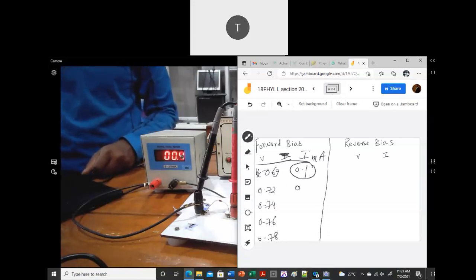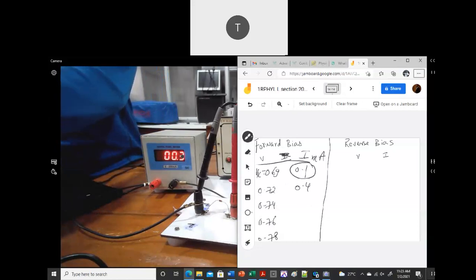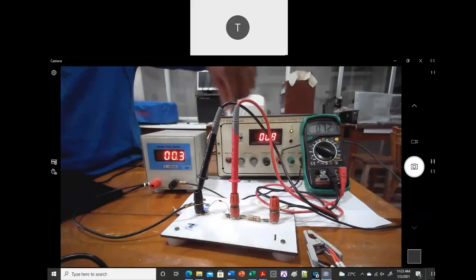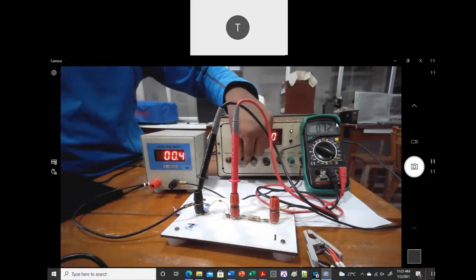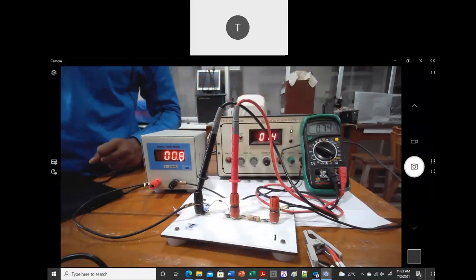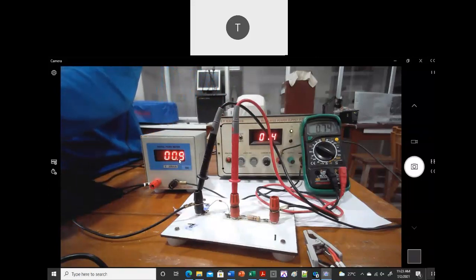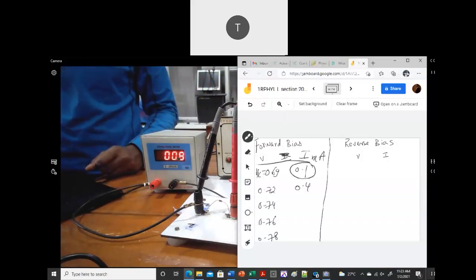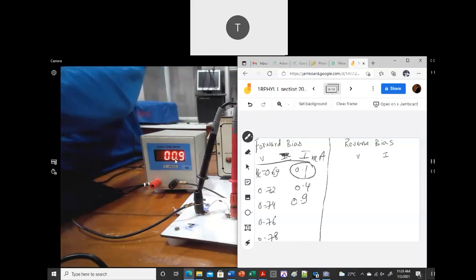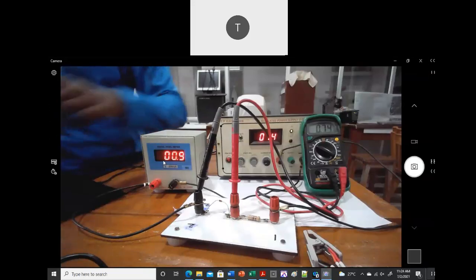For 0.72, then I will set 0.74. So again I change this value to 0.74, and the corresponding current is 0.9. Till when are you going to do this? Till you get some high values like 20, 30 on this current. I will just send these values later. I'll just show you how to do that.